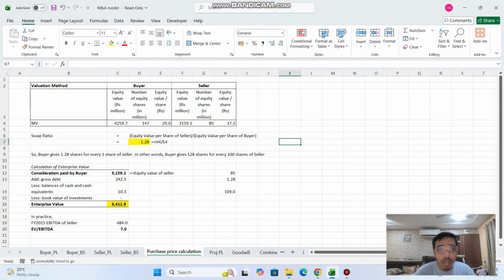This is Harsh Baldava and today we are going to be discussing mergers and acquisitions modeling in Excel. So let's get started. Coming to the very basics, what is a merger?